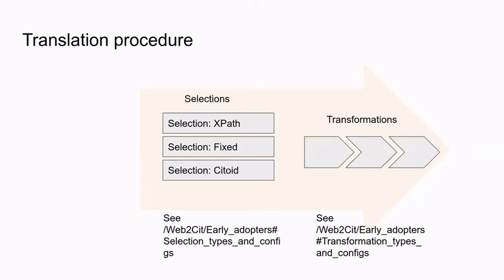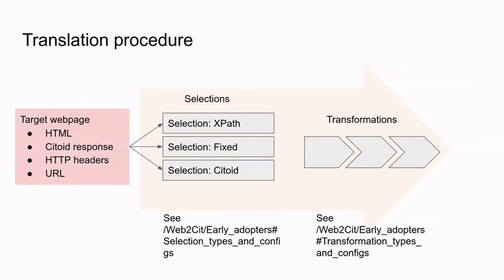And after we have selected all the metadata that we're interested in for a specific field, then we can apply a series of transformation steps to this metadata. Again, we're not going to go into detail here, but in the guidelines, you can find a full list of all selection steps and transformation steps that we currently support. So let's go with an example.